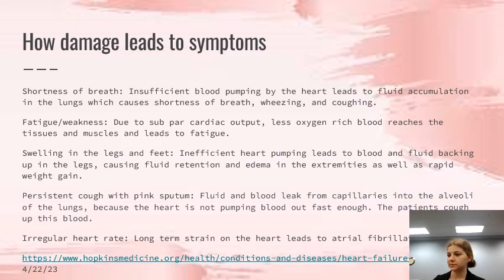So the cough with pink sputum is another massive indicator of heart failure, and it's caused by, like mentioned previously, the fluid and blood leaking into the lungs through alveoli because the heart's not pumping well enough. The fluid is sitting there and it is leaking where it should not be.